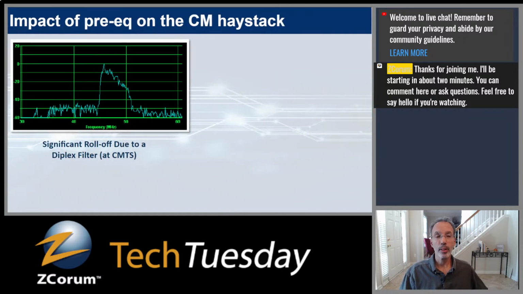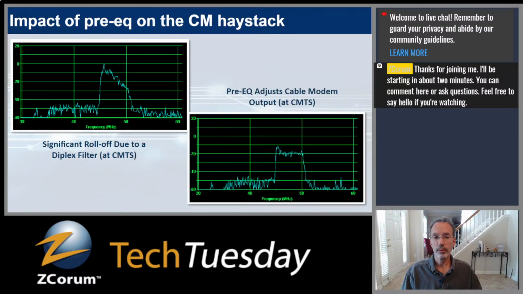Here's an example of that. Here is a cable modem haystack where you've got this really bad roll-off. It said here it was due to a diplex filter at the CMTS. I'd gotten this from a CableLabs document. So you see what this is looking like to the CMTS, but after you turn on pre-EQ, that's going to adjust that signal.